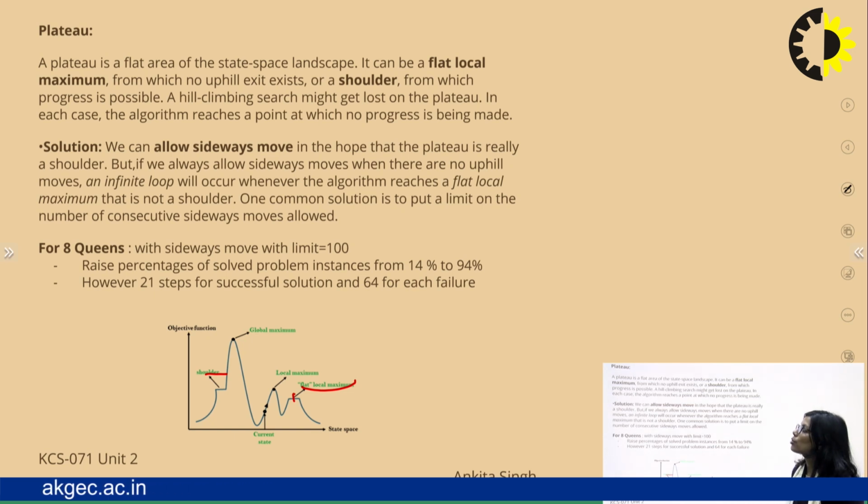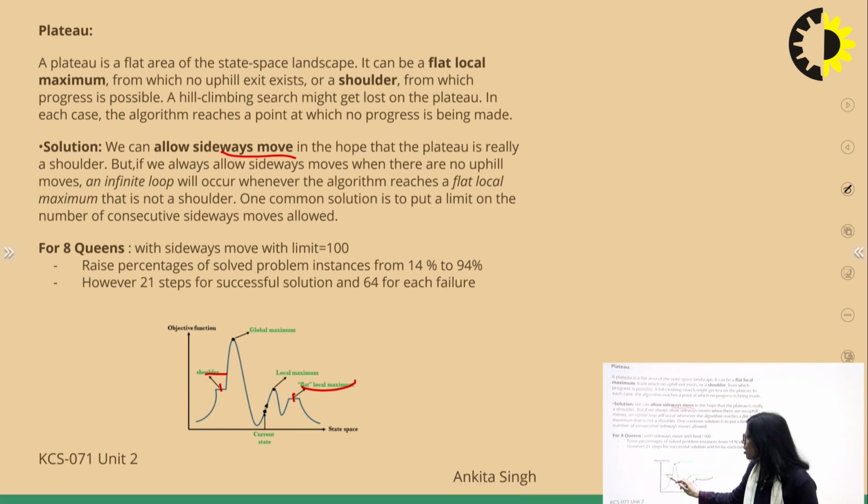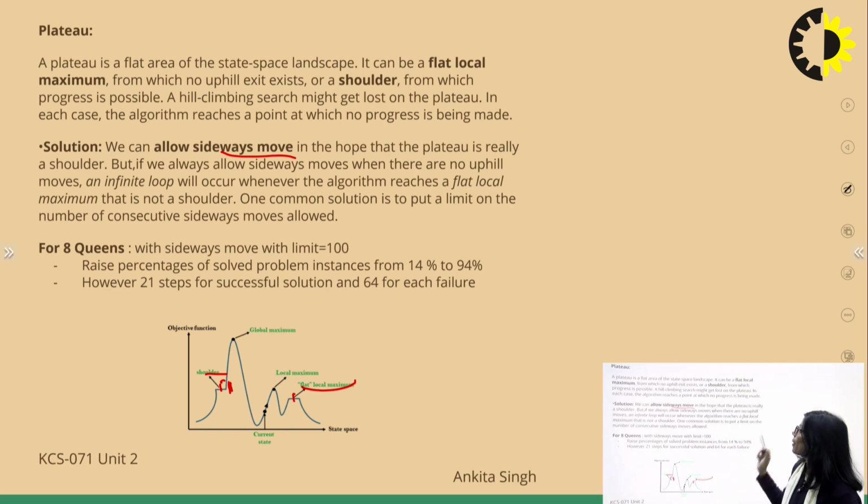Now what is the solution for that? We can allow the sideways move. Suppose I am over here and I have allowed some sideways moves. So I can reach over here, right? When I reach over here, it's a possibility that I will reach the global maxima. So we can allow sideways moves in the hope that a plateau is really a shoulder. If it is a real plateau, we won't ever be able to reach the global maxima. But if the plateau is a shoulder, we will be able to reach the global maxima.